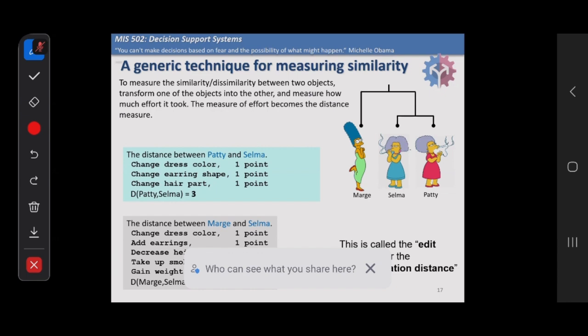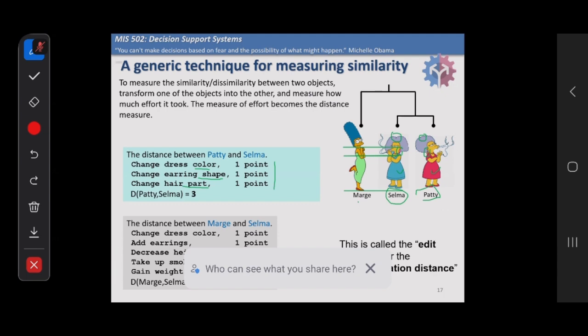When you're trying to find distances between two ladies called Patty and Selma, the way we are calculating distances, we are looking at their features: dress color, earring shape, hair type. And see how many are matching and how many are different between these two. Their dress colors are different, that's one. The earring shape are different, one is round and one is a triangle. And the third point is their hair looks different. So you have 3 points which tell they are different.